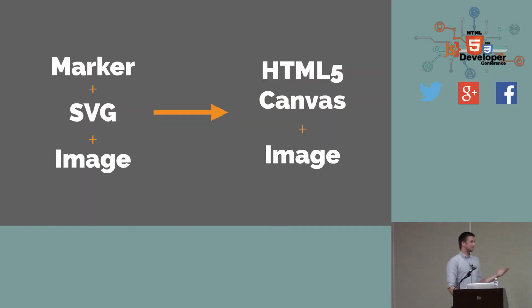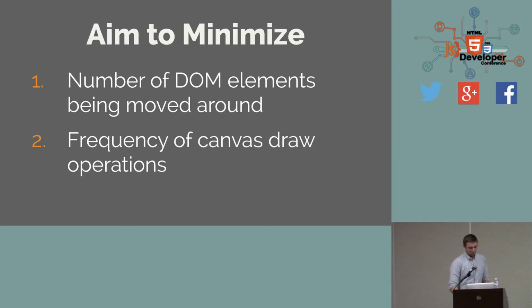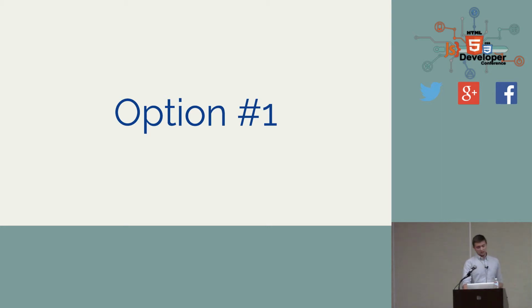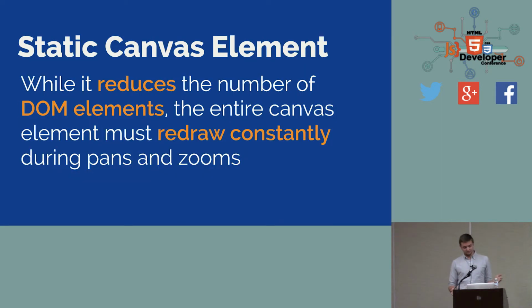Instead of what we had before, which was a marker layer, then an SVG, then the image layer, we're going to combine the marker layer and the SVG layer into a single HTML5 canvas layer. What we want to minimize is two things: the number of DOM elements being moved around, and the frequency with which you have to redraw these canvas elements. We have two options here. The first option is to have a static canvas element. It would basically be the entire size of the screen for us, because our maps are full screen.